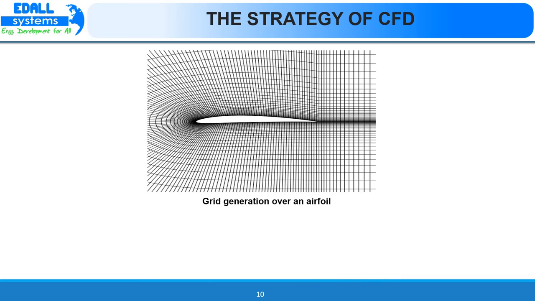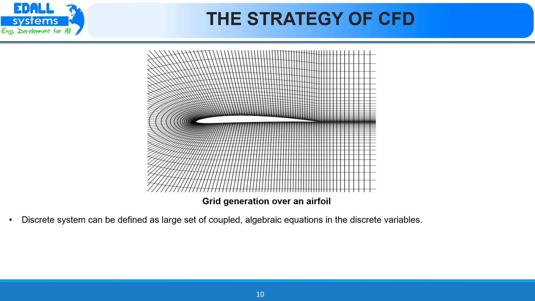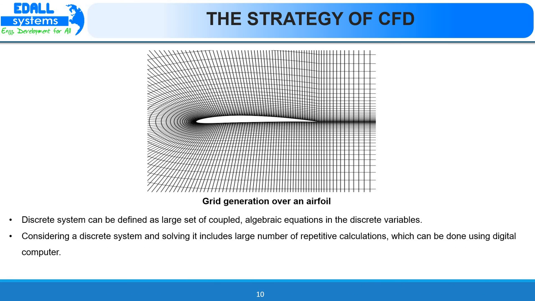The figure on the slide shows grid generation over an airfoil. A discrete system is defined as a large set of coupled algebraic equations in discrete variables. Considering a discrete system and solving it includes a large number of repetitive calculations, which can be solved by using digital computers. This idea of solving the problems can be applied to any problem domain.